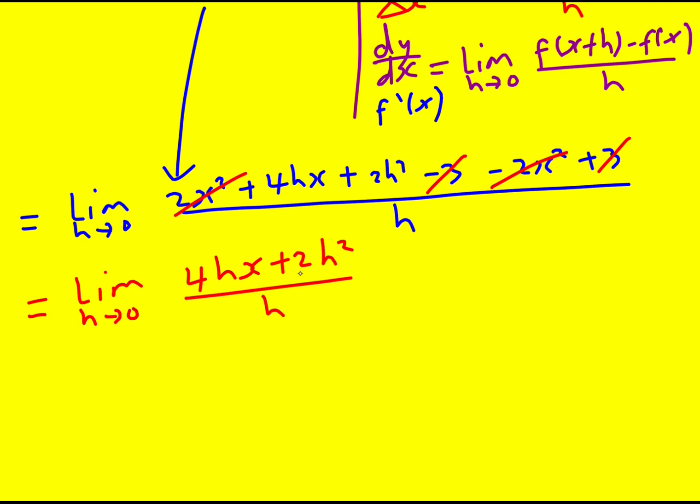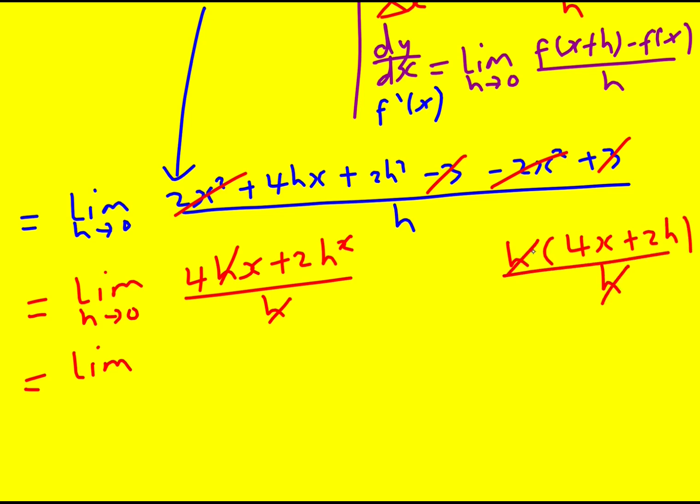And then you can either factorize the h from the top and then cancel out with the h, or just cancel them out like that. Because I'm adding, I can cancel it from this term, this term, and this term. If you factorized it, then it would be h(4x plus 2h) over h, and then you would just cancel those two because I'm timesing. So the limit as h tends to 0 of 4x plus 2h, technically in a bracket now.